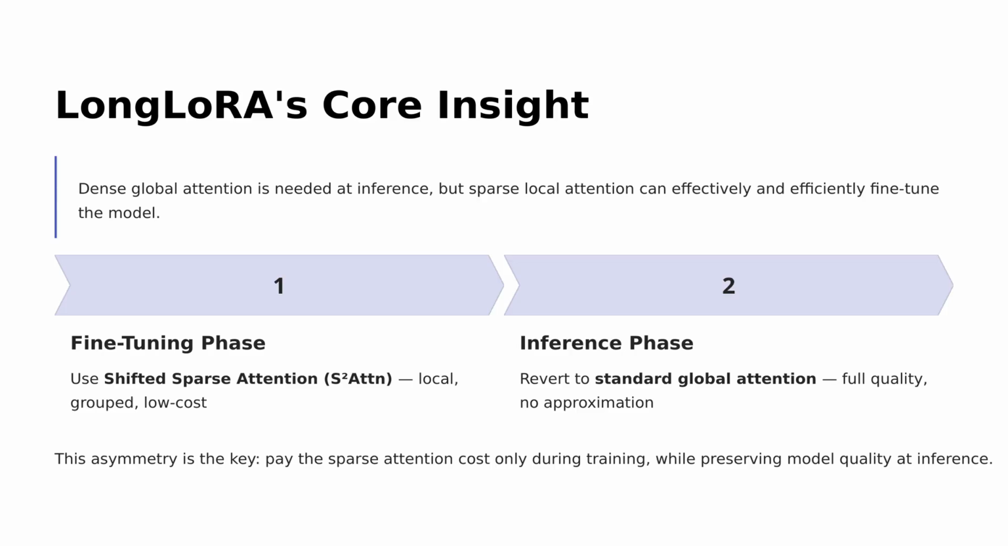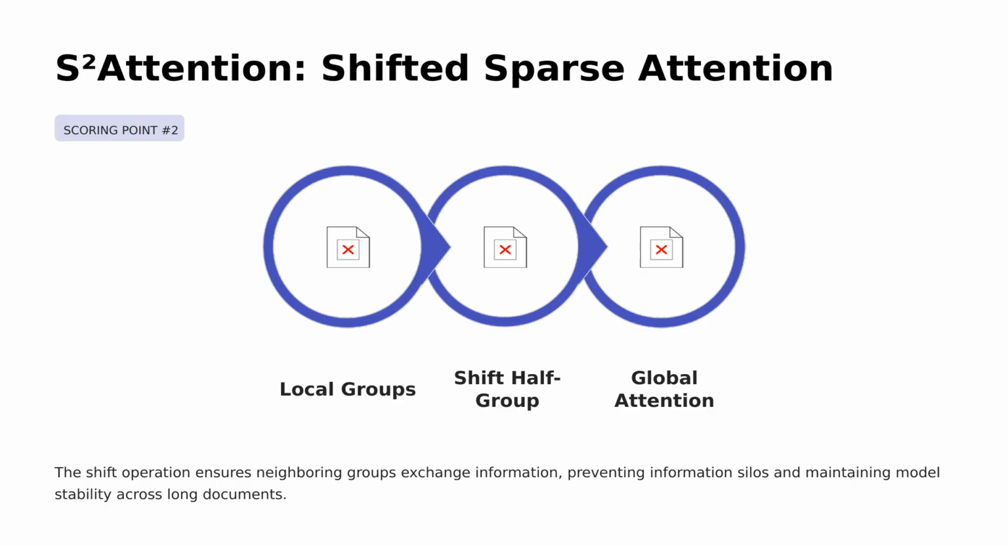Welcome to LongLora's core insight. During fine-tuning, we use shifted sparse attention, or S²-Attn. This approach is local, grouped, and low cost, allowing us to efficiently fine-tune the model. However, when we move to the inference phase, we switch back to standard global attention. This ensures full quality without approximation. The key here is asymmetry. We minimize costs during training while maintaining high model quality during inference.